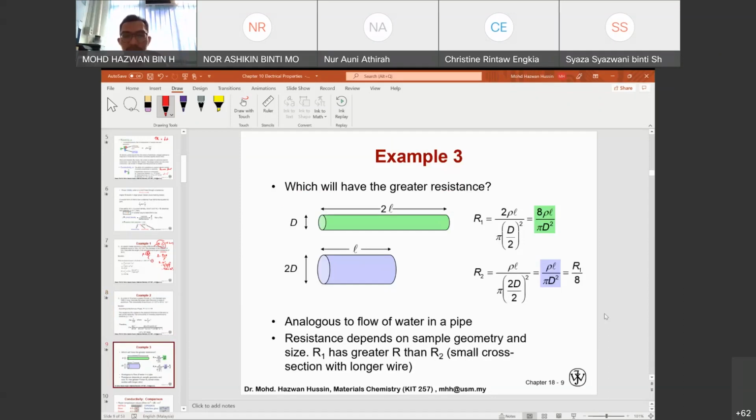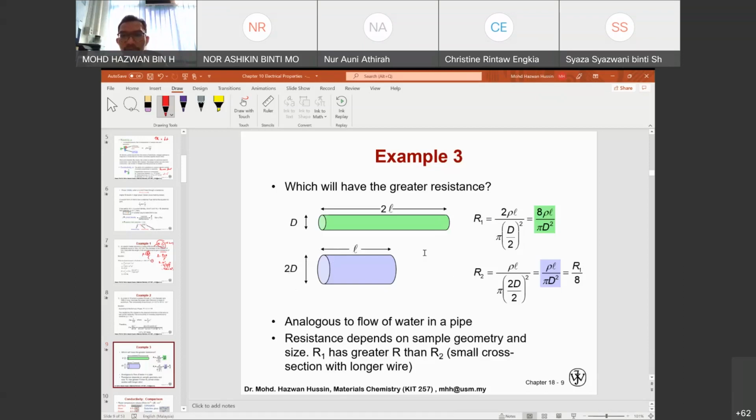So this one is from before we ended our lecture last week. Which one will have the greater resistance and lower conductivity? So over here, you will see that there are two rods. One has a smaller cross-sectional area and a longer length. The other one has a bigger cross-sectional area and a shorter length.